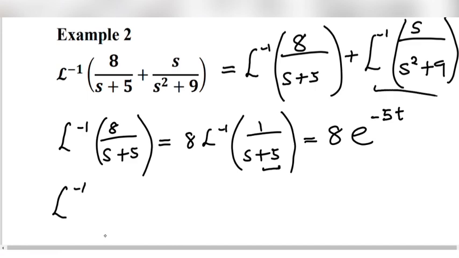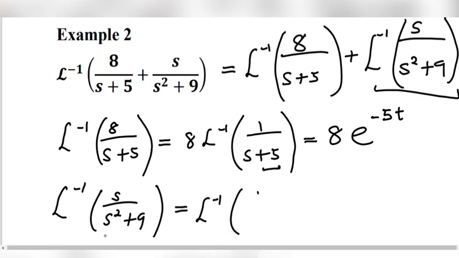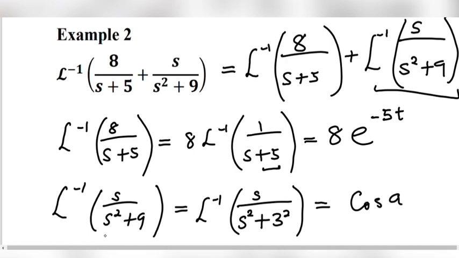And for this second term here, you have Laplace inverse of s over s squared plus 9. And if you look at this carefully, this is just Laplace inverse of s over s squared plus 3 squared, since 9 is the same as 3 squared. Okay, and this is just our cos at, but here our a is 3, which is cos 3t.